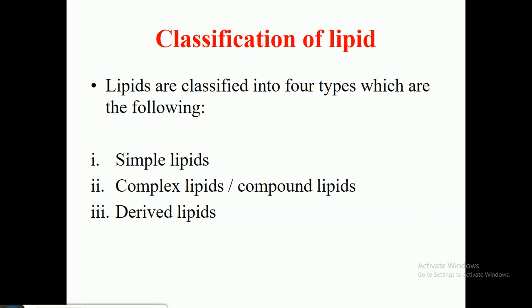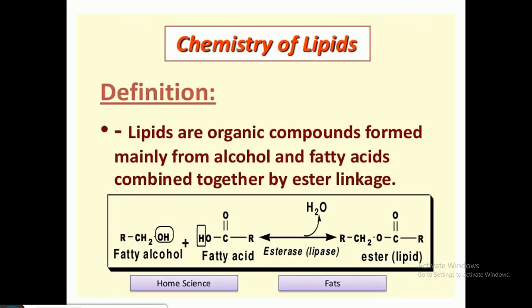Now I'm going to discuss the basic chemistry of the lipid. As we have discussed, lipids are organic compounds, and they are mainly formed from the combination of alcohol and fatty acid. So look at here, lipid is an organic compound formed mainly from alcohol and fatty acid combined together by ester linkage. It means that there must be the presence of alcohol and fatty acid through which they can join together by ester linkage. So look at here, this is the chemistry of lipid.